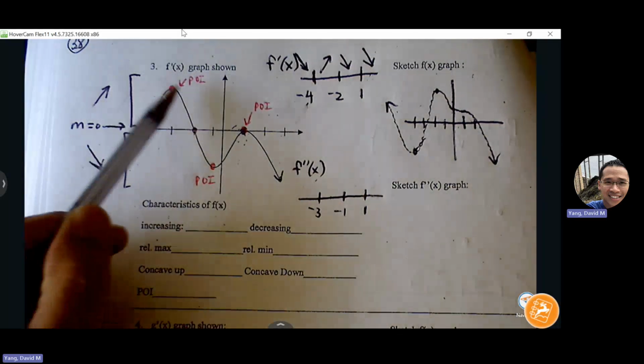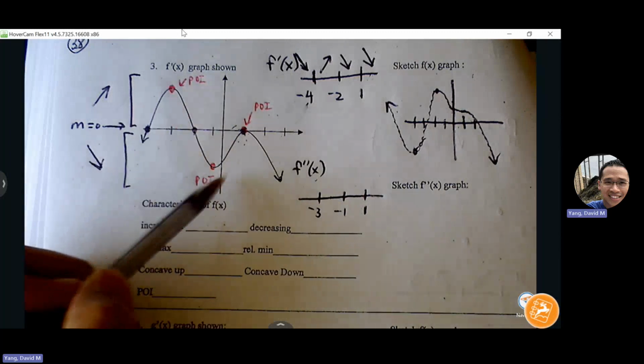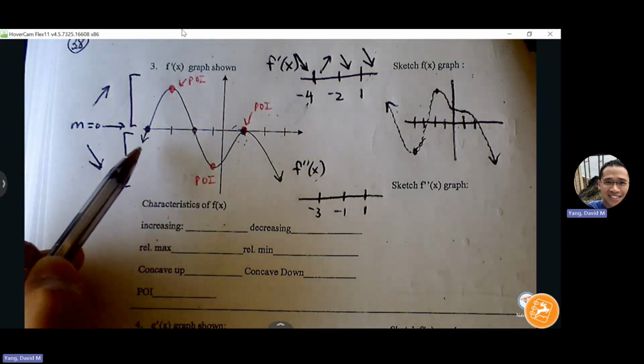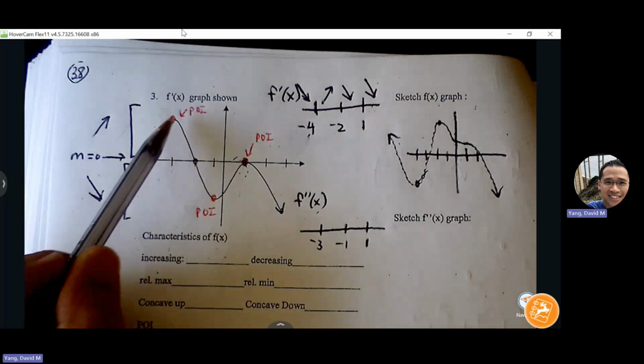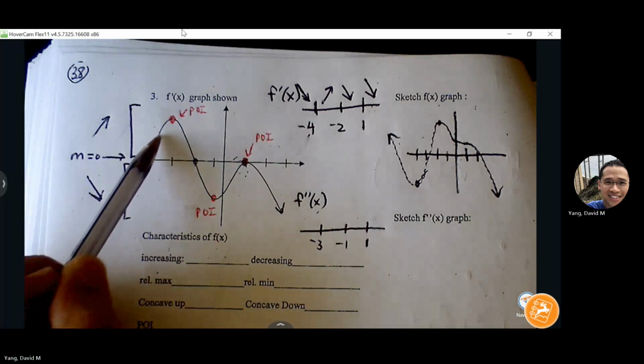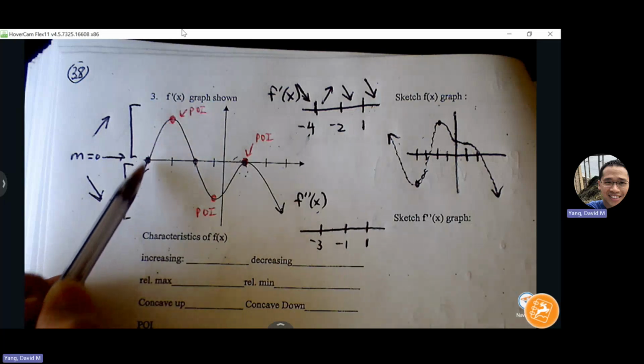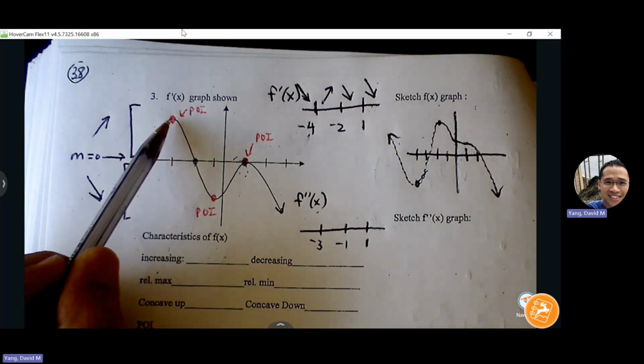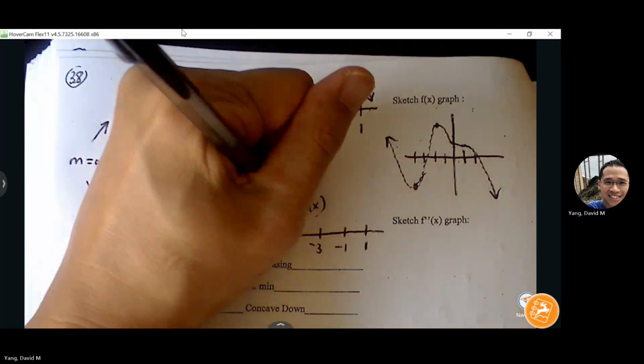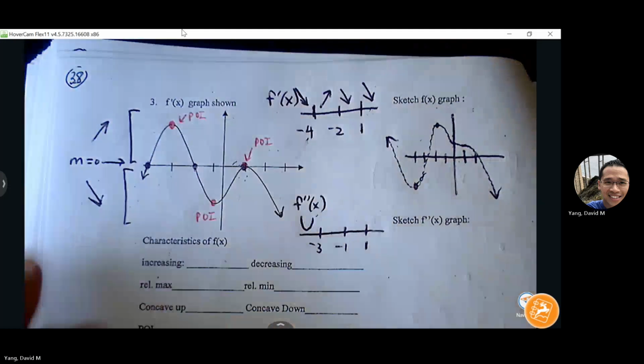So we're not going to look at the concavity based off of the shape. Look at your slope. So here, what do you see? What slope is this? Positive slope. So positive slope of the f prime graph is going to correspond to what? To concave up, of the original graph.